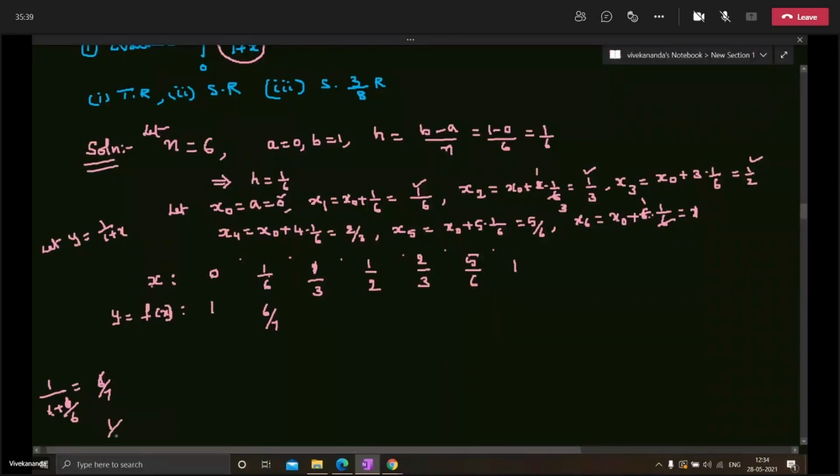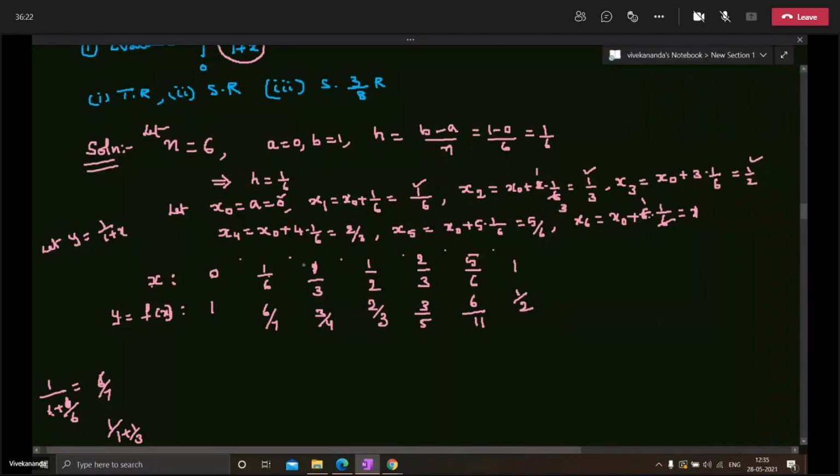Next, 1 by 1 plus 1 by 3, which is equal to 3 by 4. 1 by 1 plus half means 2 by 3. Next, 1 by 1 plus 2 by 3 means 3 by 5. Then 1 by 1 plus 5 by 6 is 6 by 11, and 1 by 1 plus 1 means 1 by 2.